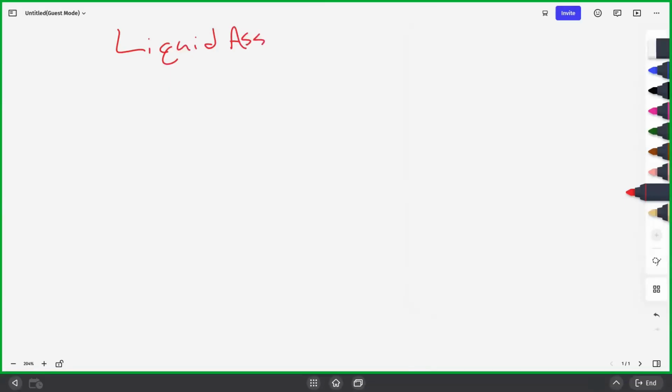Perfect. Now can someone give me an example of liquid cash? What is happening here? I'm going to start putting these examples up on the board. So what comes to mind when you think of a liquid asset? It could be anything.